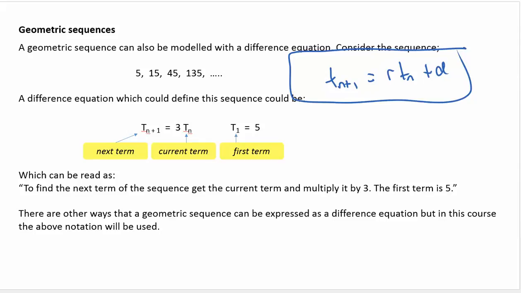Geometric sequences can also be written as first-order difference equations. In this instance, we don't have a common difference, so I'll just erase that. So we end up with the common ratio times the previous term. Now, once again, we have to define where we're starting. So in the instance given, the next term is equal to 3 times the previous term, defining the start position at 5.